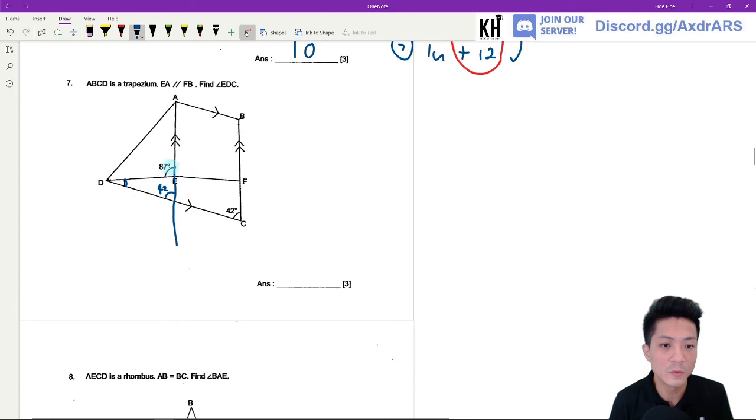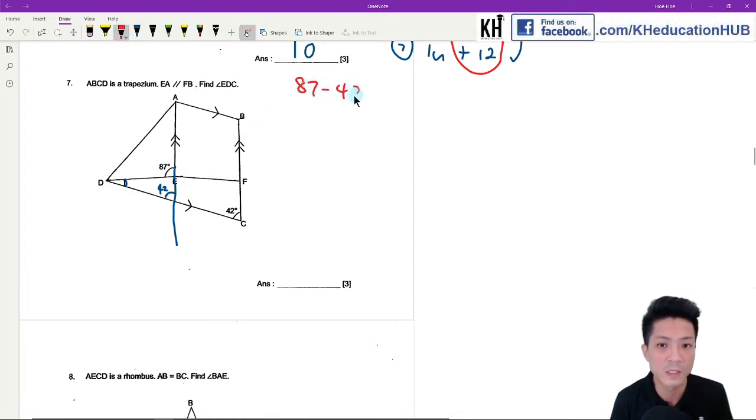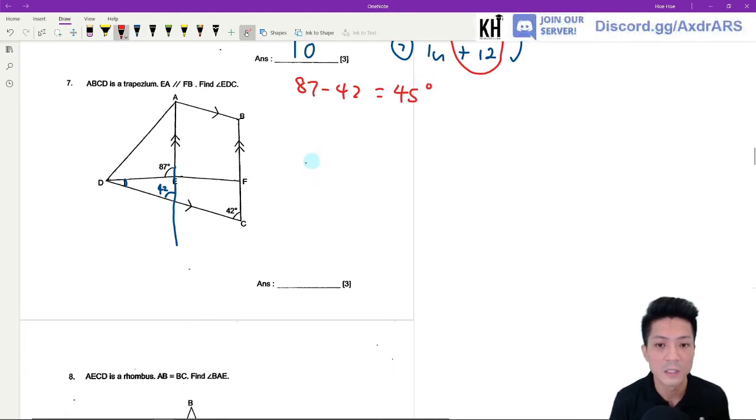If you're familiar with the exterior angle of a triangle, 87 minus 42 will give you the answer. If not, let me just write down this step first. 87 minus 42 will give me 45 degrees. Or you can find what is the angle over here.